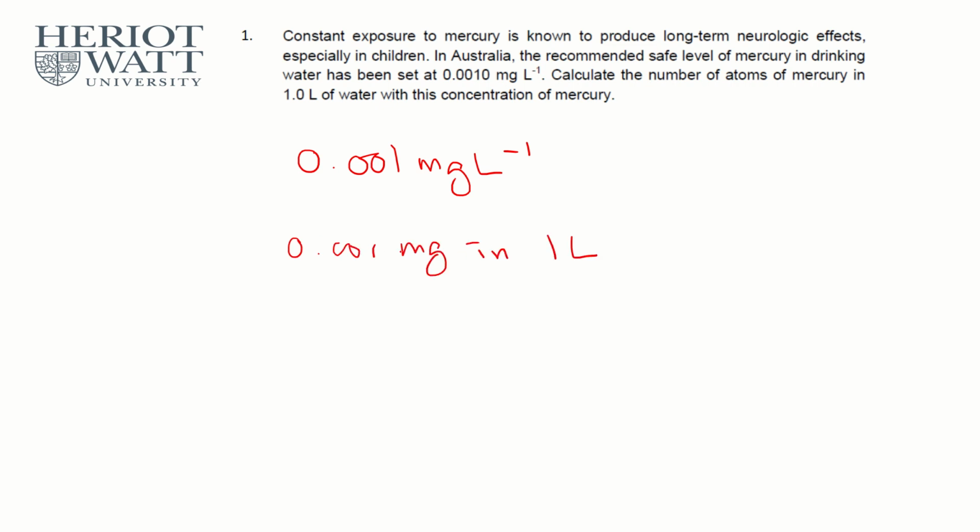This can be written as 0.001 milligrams in 1 liter. You convert 0.001 milligrams into grams, which is equivalent to 1 times 10 to the power of negative 6 grams in 1 liter. So this is the mass of mercury in 1 liter, that is the concentration allowed. What you're going to do next is use the mass in 1 liter divided by the molar mass of mercury.